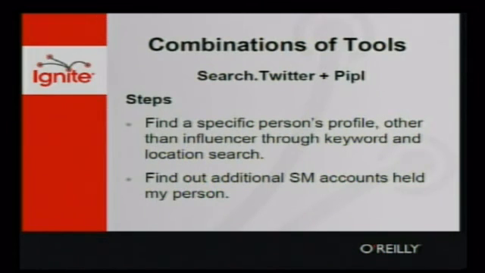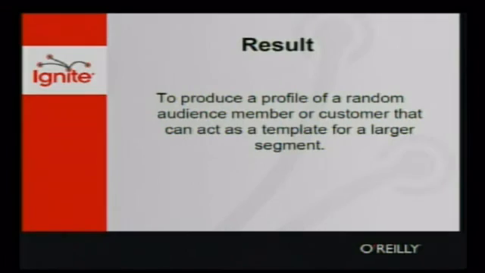Another combination of tools is search.twitter.com plus people. You find a specific influencer that you want to have a relationship with, and then you use people.com to find out who they are, their blogs, their social media, and all sorts of other relevant or accessory information pieces. And you're actually able to profile the individual based on free public information.